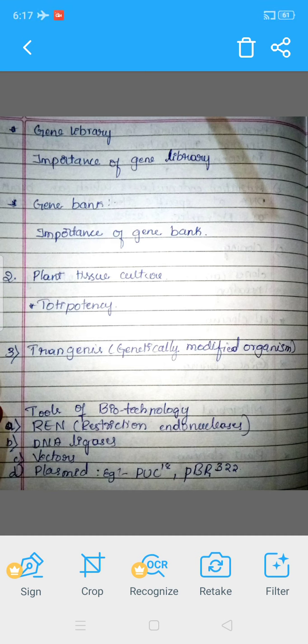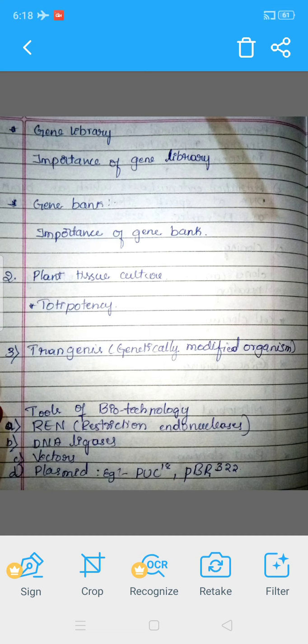A gene bank is a place where things are stored: clones of known DNA fragments, genes, gene maps, seeds, spores, animal cells, egg, sperm or embryos, etc. The preservation at very low temperature is called cryopreservation.